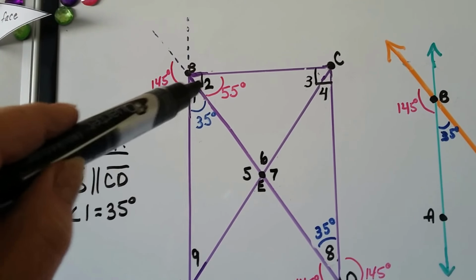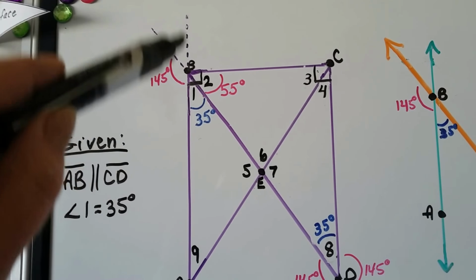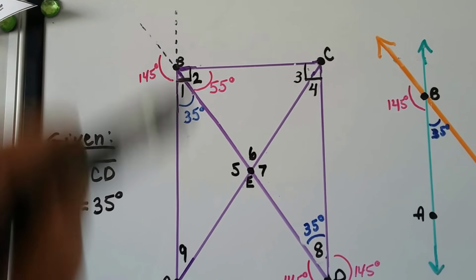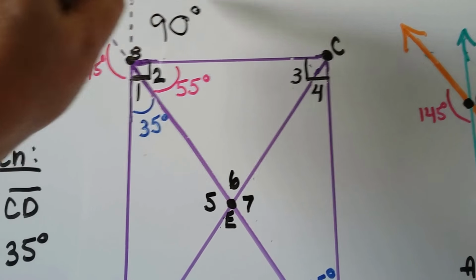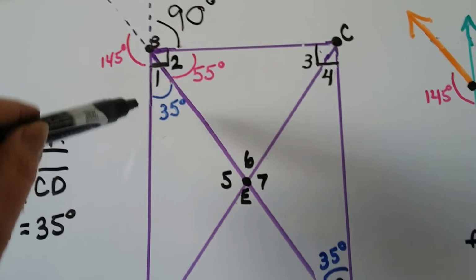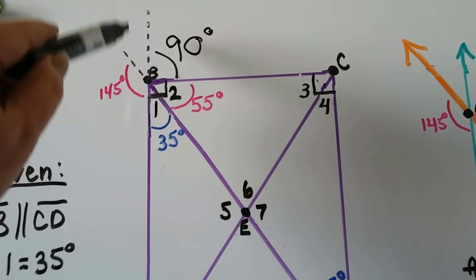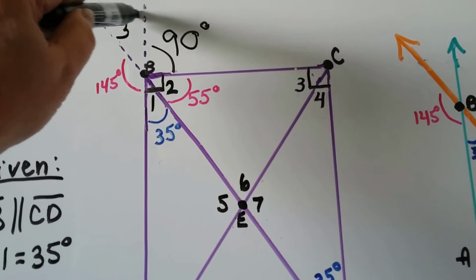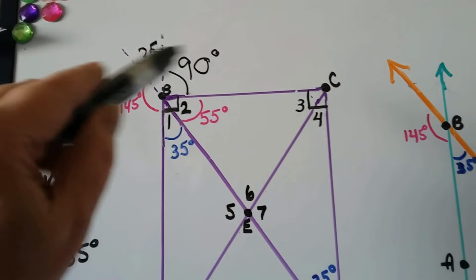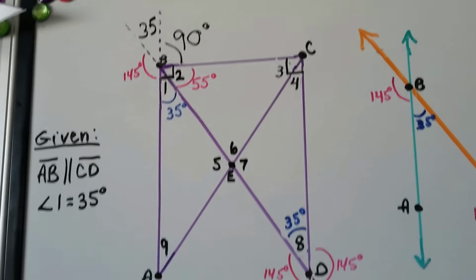And if this is 90 degrees together, then this one would be 90. We could figure out that that's 90 degrees, couldn't we? For this one. And this is a vertical angle, so we know that this one would be 35. See how we can find them all by extending the lines?